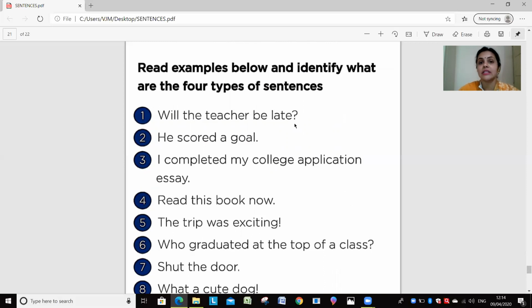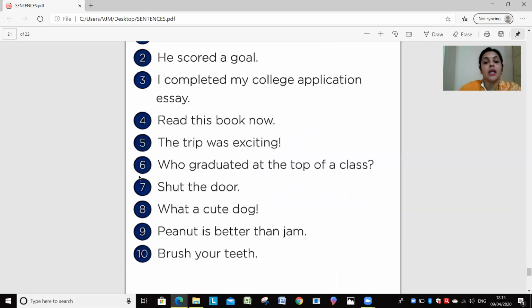Question mark. Obviously it is an interrogative sentence with an auxiliary. He scored a goal. Declarative sentence. I completed my college application essay. Declaration, I have completed. Read this book now. Imperative, order. The trip was exciting. Exclamation. Who graduated at the top of the class? Who, a WH word, question mark. So this is for sure an interrogative sentence.